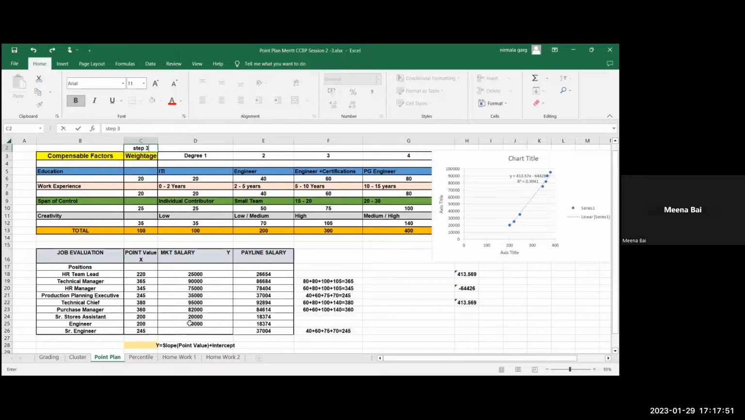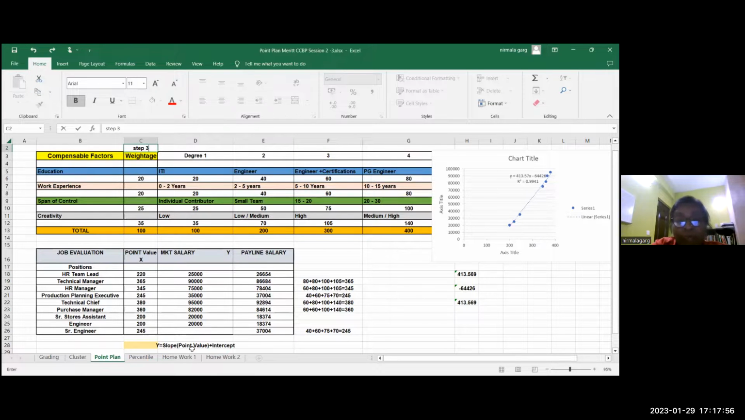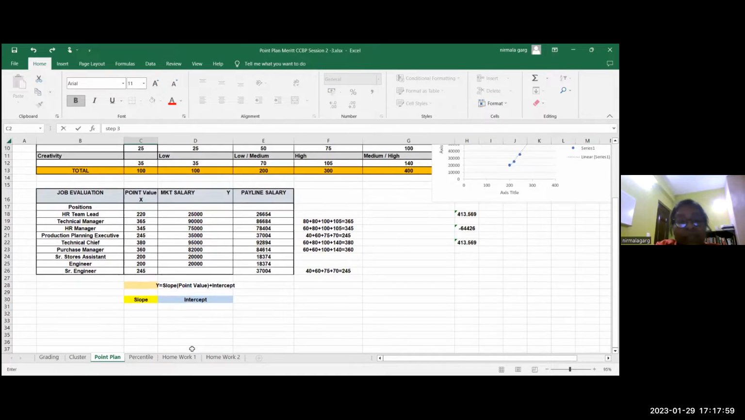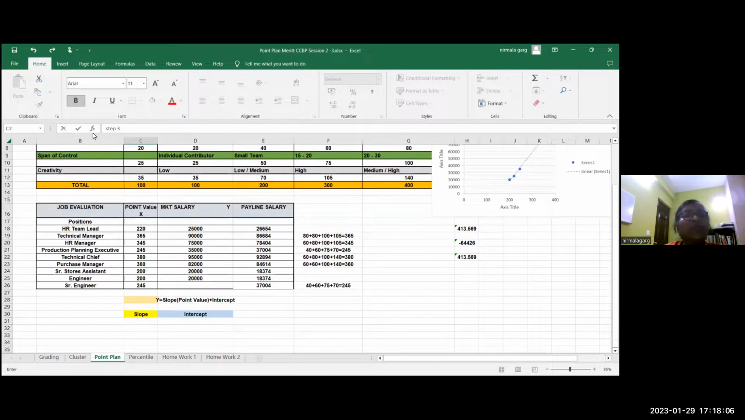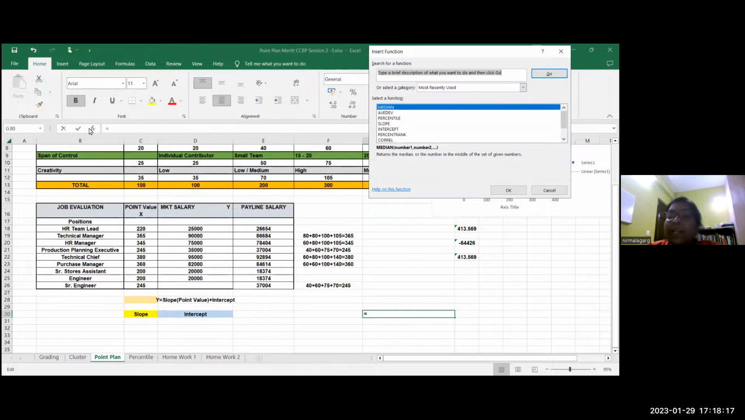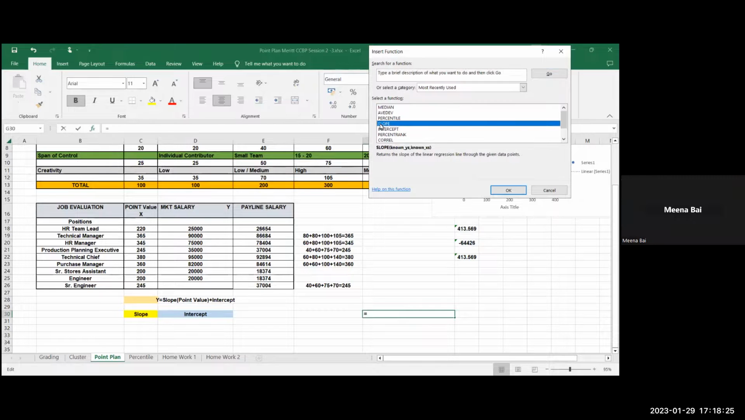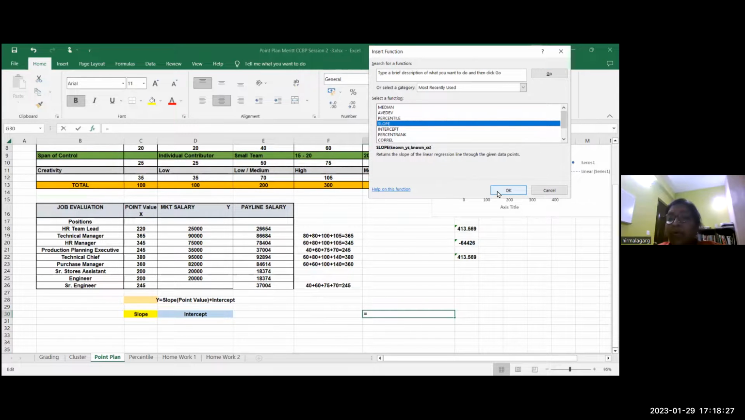Now for regression, you have to calculate two values. The two values are what? Slope and intercept. Now, how do you calculate slope and how do you calculate intercept? Simple. All that you need to do is go to FX, then go to formula. And then in formula, ask for slope. Can you see slope here? All of you? Okay.